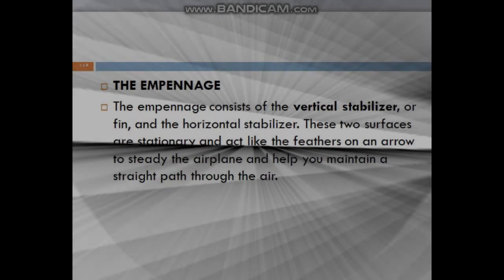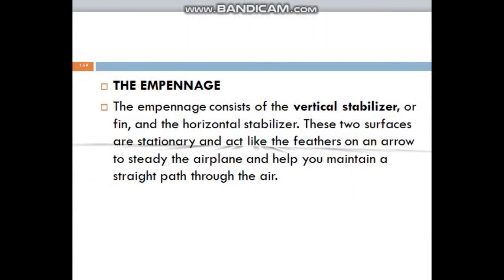The third component or part of airplane is the empennage. The empennage consists of vertical stabilizer or vane and the horizontal stabilizer. These two surfaces are stationary and act like the feathers on an arrow to steady the airplane and help you to maintain a straight path through the air.